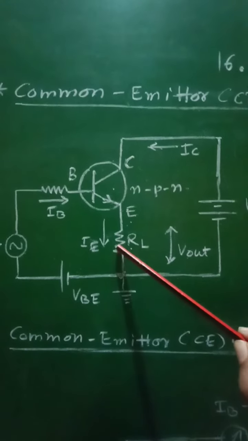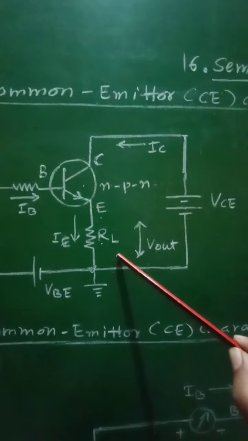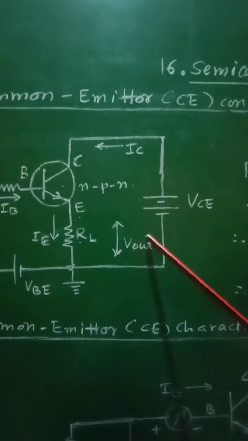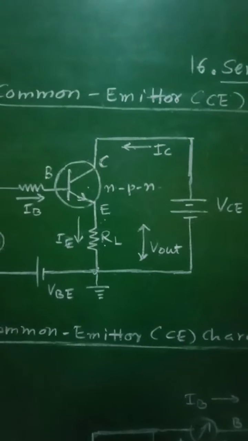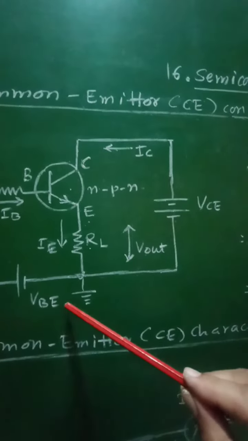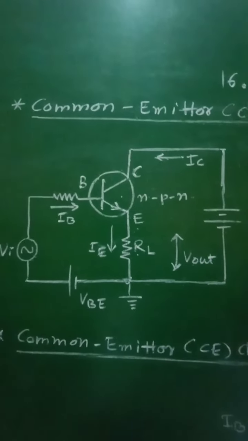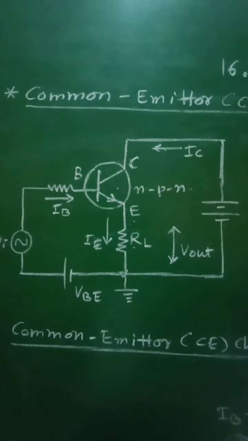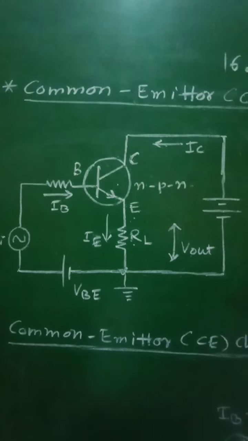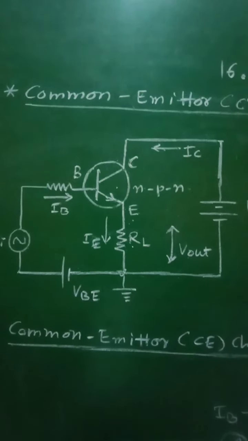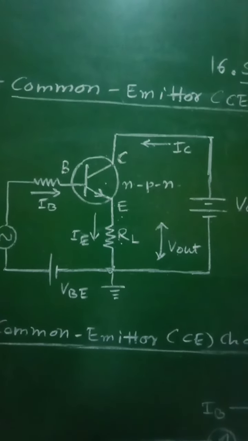Base to emitter junction is forward biased and collector to emitter junction is reverse biased. So for proper biasing, these two sources phi BE and phi CE are used here, such that we get the common emitter configuration, in which the input signal is applied between the base and the emitter, while output is obtained between the collector and the emitter.